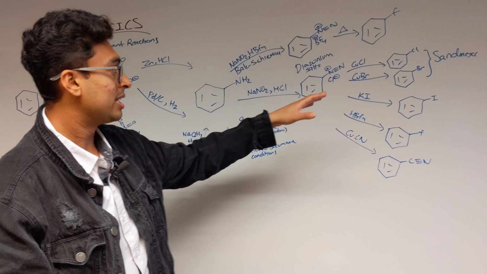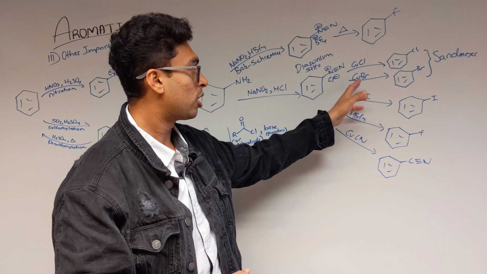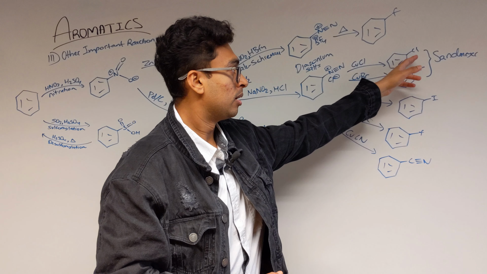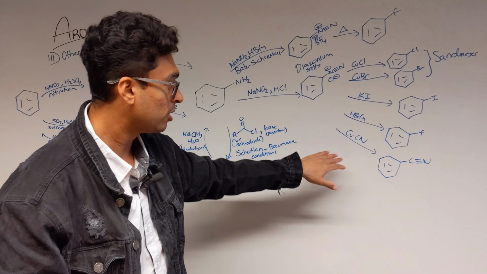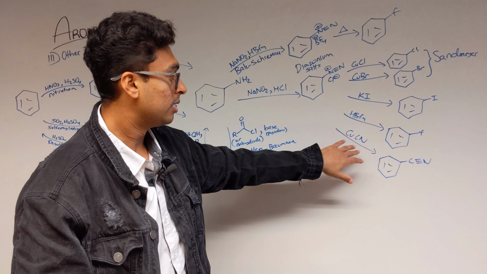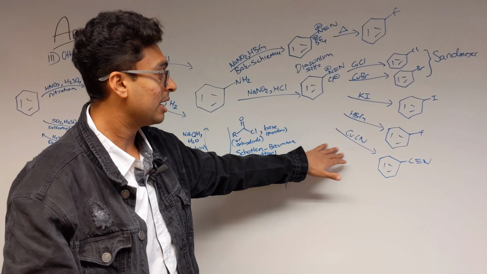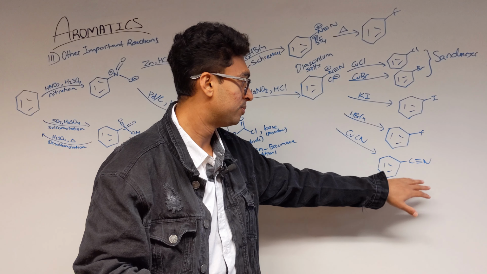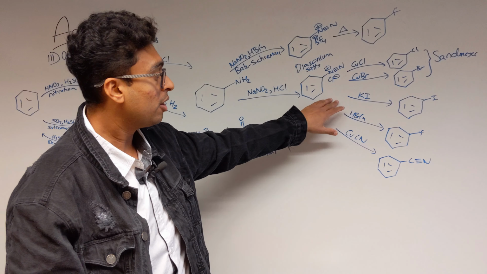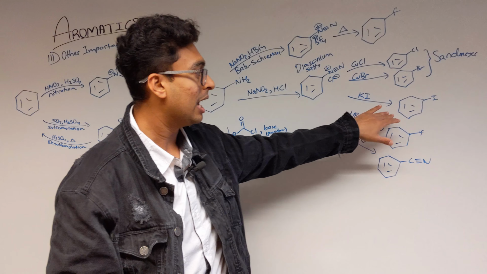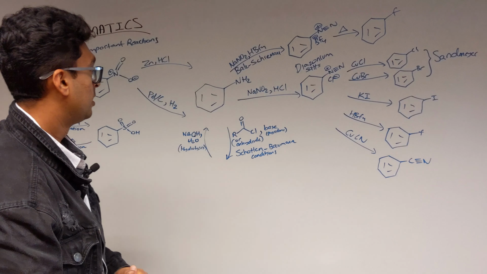For this one, you can use the Sandmeyer reaction, copper chloride and copper bromide, which will add chlorine or bromine to it. And those are Sandmeyer reactions. You can also do copper cyanide, which is a cyanation reaction, and form this nitrile. And this is a Sandmeyer reaction as well. With potassium iodide and HBF4, you can add iodine or fluorine to it.